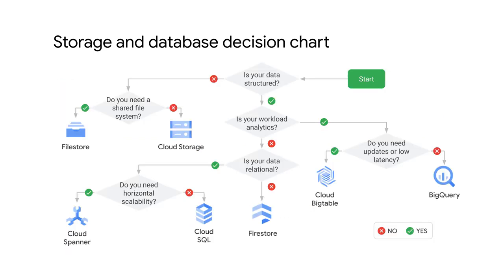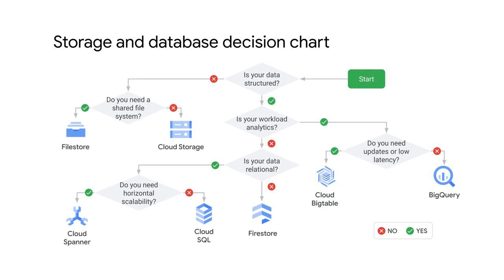If tables aren't your preference, I've also added this decision tree to help you identify the solution that best fits your application. Let's walk through this together. First, ask yourself, is your data structured? If it's not, then ask yourself, do you need a shared file system? If you do, choose File Store. If you don't, then choose Cloud Storage.